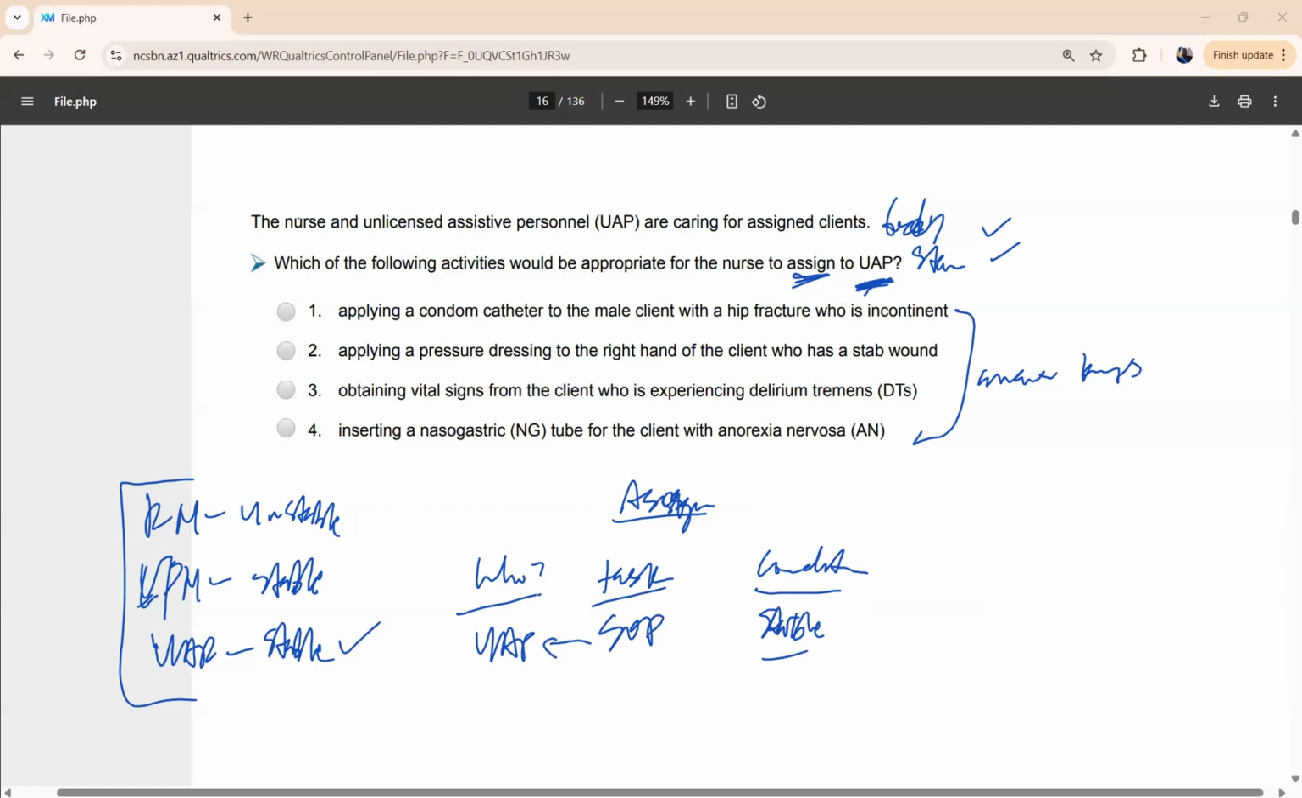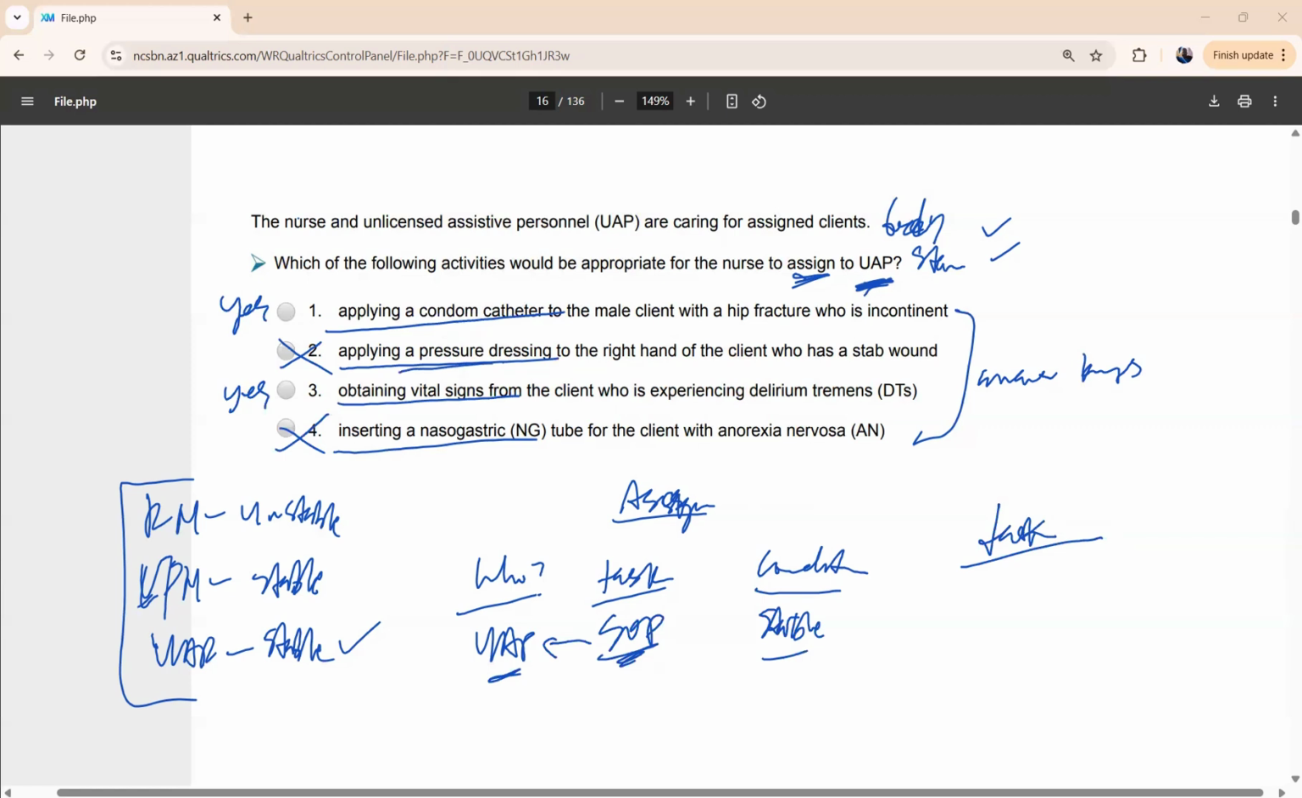So this is your thinking process. The first thing is to focus on the task. Then I'm going to look for the task. Applying condom catheter, applying pressure dressing, obtaining vital signs, inserting NG tube. I'm going to ask myself if the task is within the scope of practice of the UAP. So applying condom catheter, yes. Applying pressure dressing, no. Obtaining vital signs, yes. Inserting NG tube, no. They cannot do invasive procedures. They cannot do anything dressing.